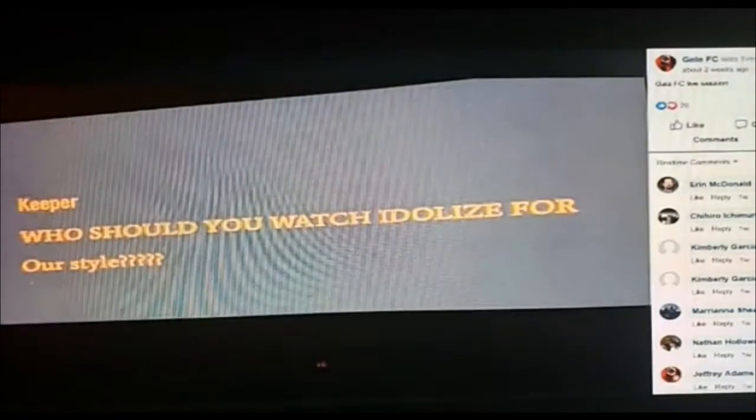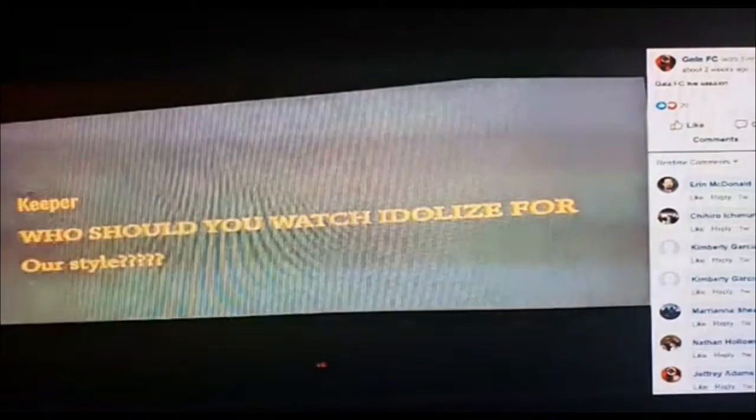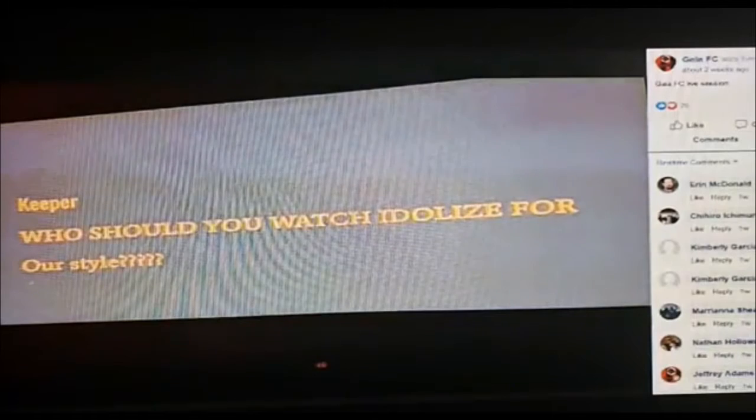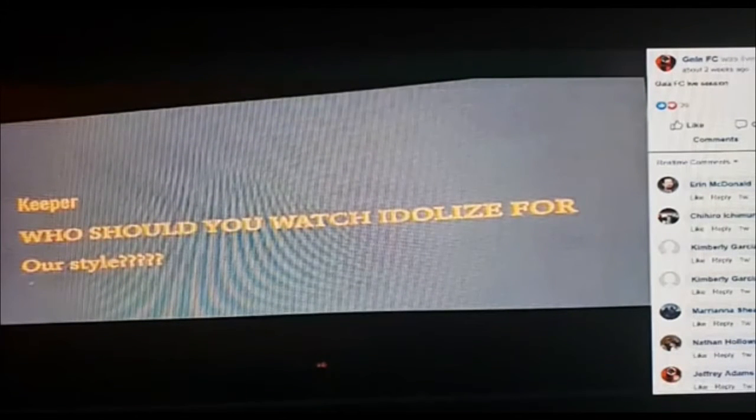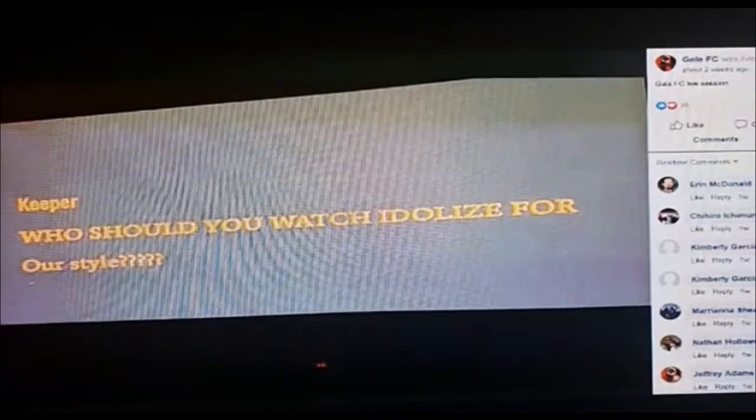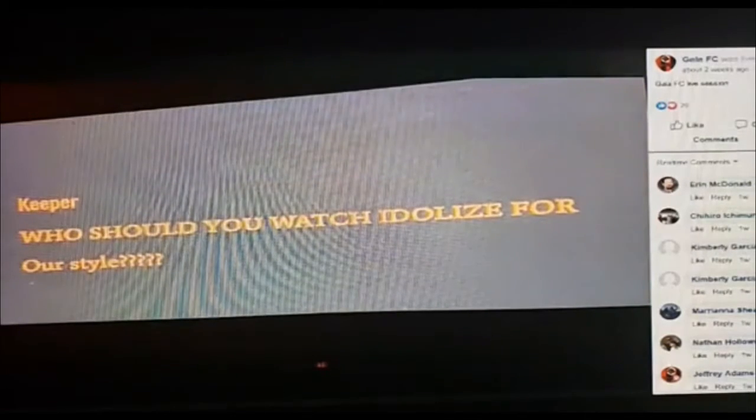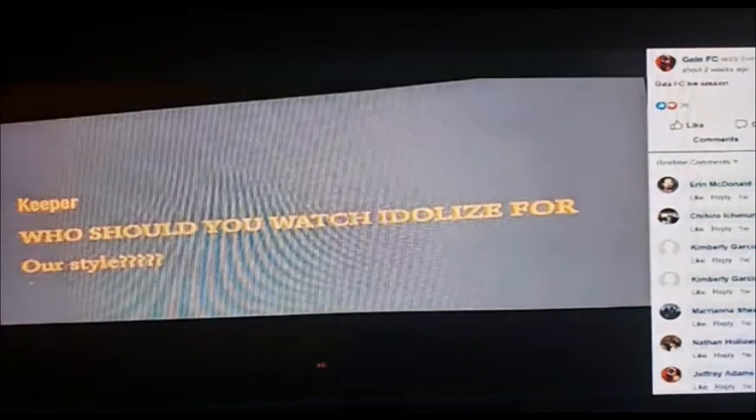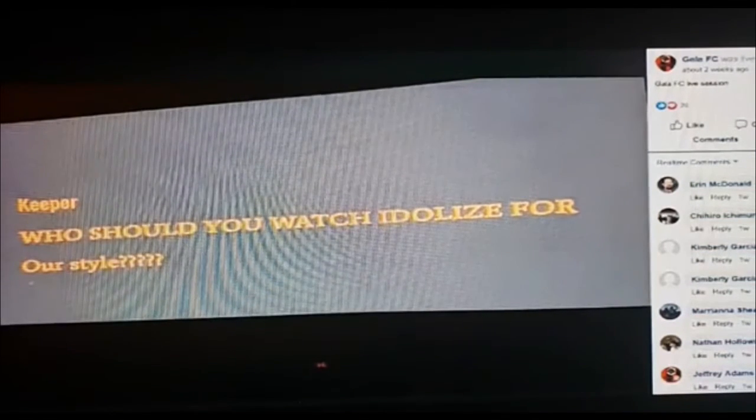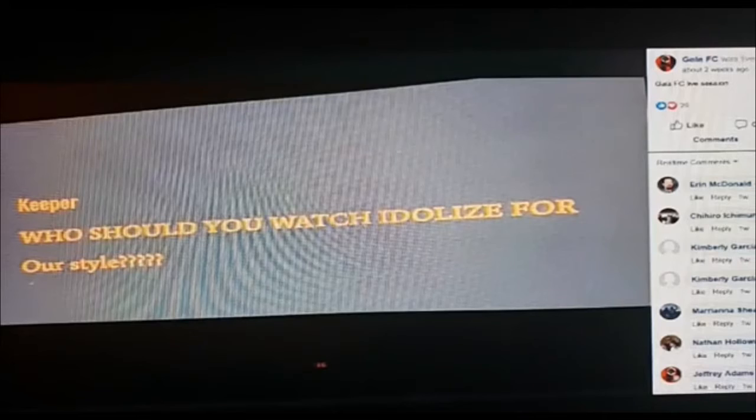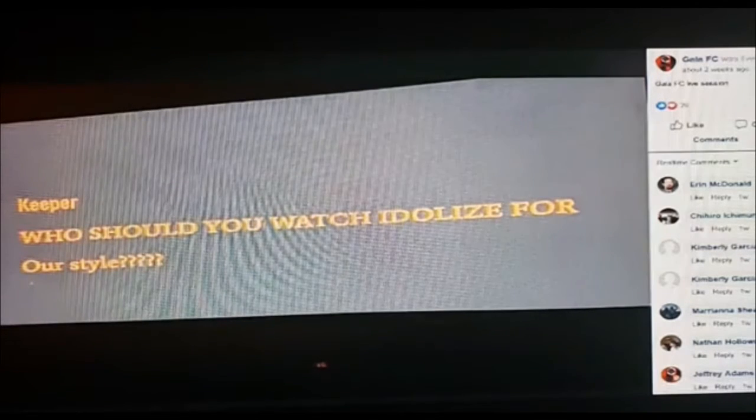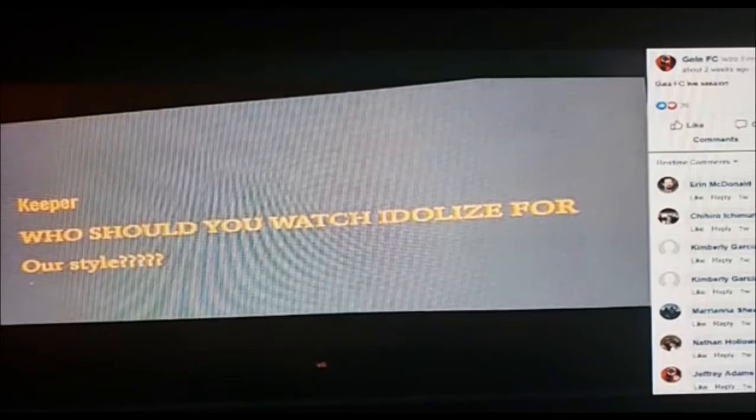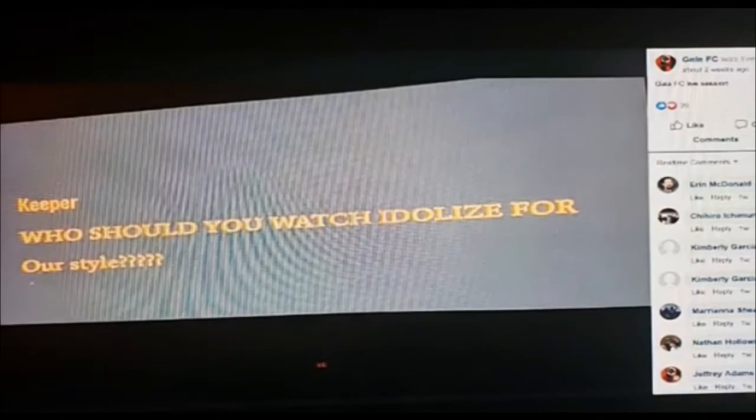Keeper. Who should you watch and idolize for our system? Always the keeper, like I said, needs to be smart, needs to be active, needs to be good in the air, coming out, not a line goalie, very vocal, needs to be a little crazy at times. My coach used to say a little attitude for a keeper is acceptable. Okay, so I want you to tell me, who do you think would be perfect? Give me some professional players you know of that will fit this description perfectly.